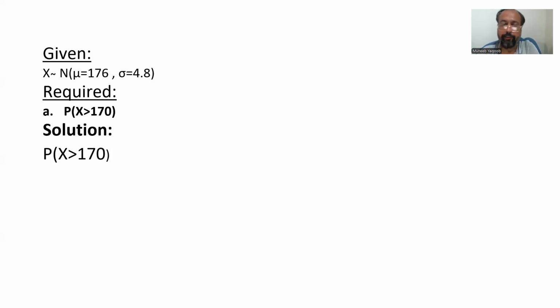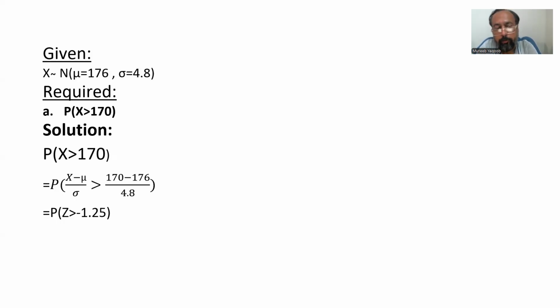which is represented by z. For that purpose, we will subtract its mean from it, and then divide by the standard deviation. So if we compute x minus mu divided by the standard deviation, it is converted into z. Now the question is basically the probability of z greater than minus 1.25. Fortunately, the probability of z greater than minus 1.25 equals the probability of z less than 1.25, so we can write it as phi of 1.25.